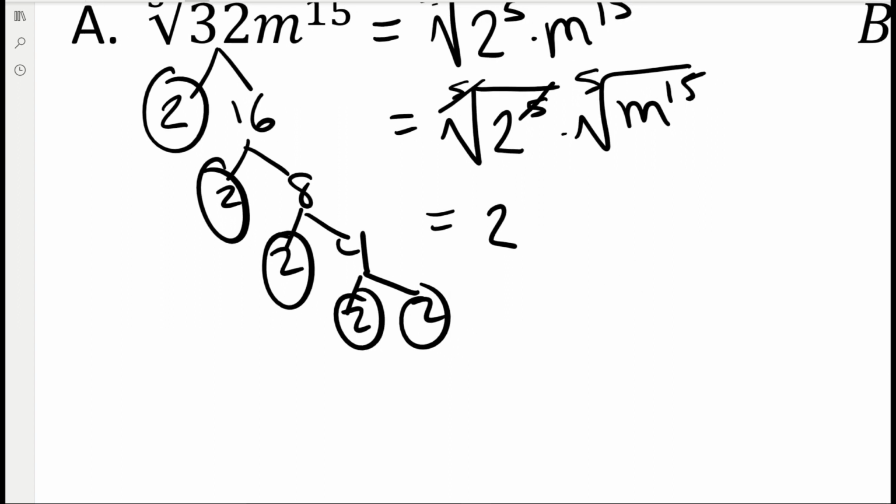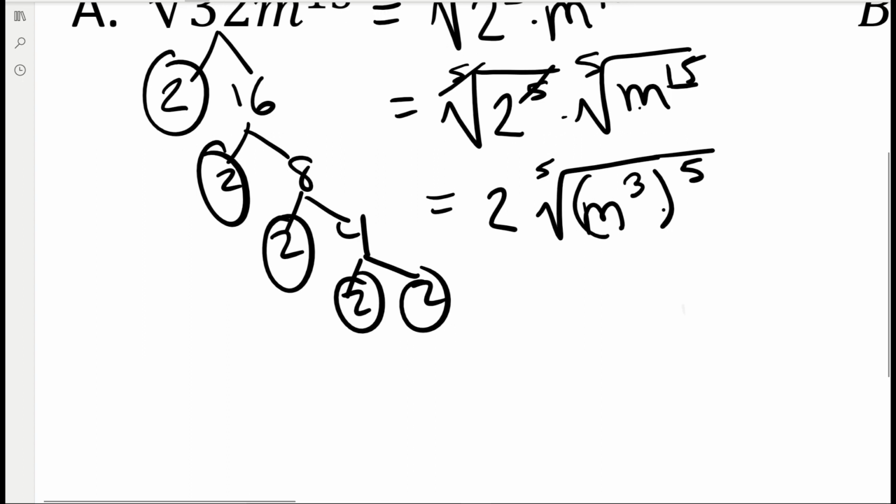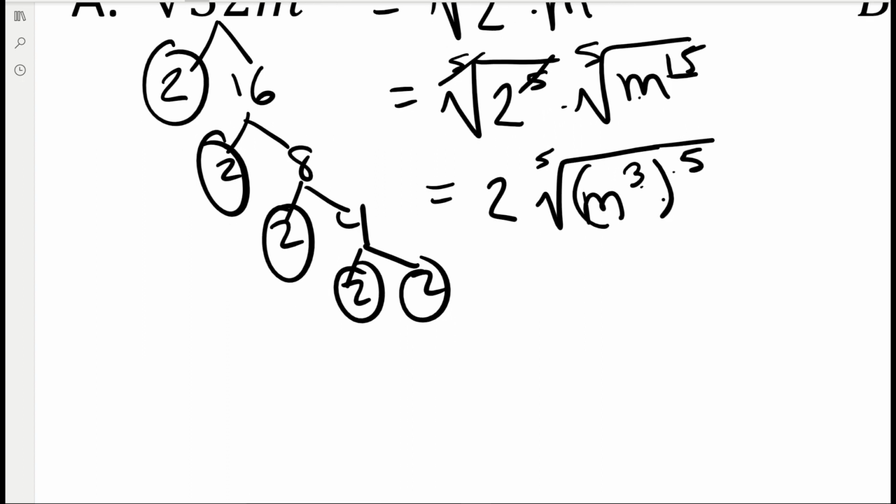Now for this, for the m, we have 15 m's in total, which means we have a total of 3 sets of 5, right? 3 times 5 is 15. So I can write this out as m to the 3rd times m to the 3rd times m to the 3rd, right? So I can basically write this out as m to the 3rd, 5 times. 5 times 3 is 15.